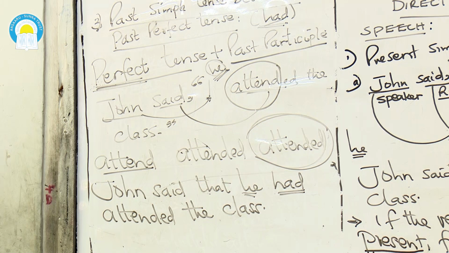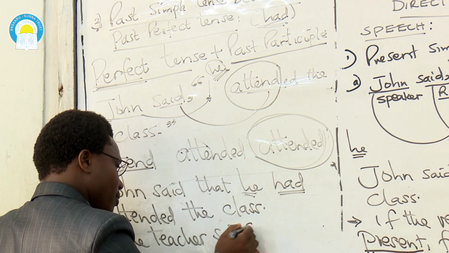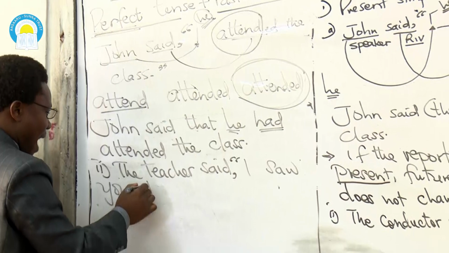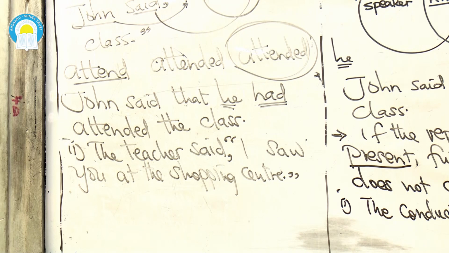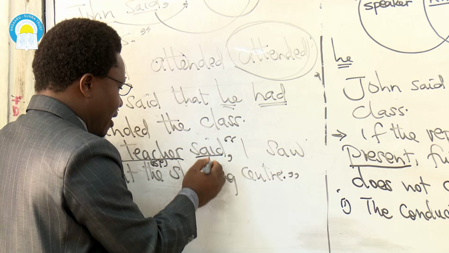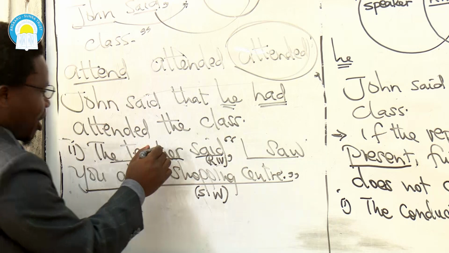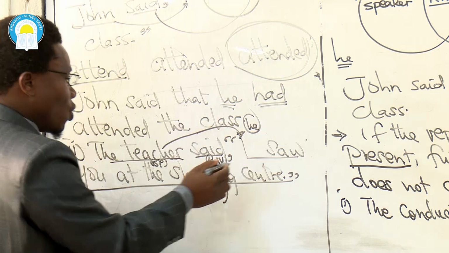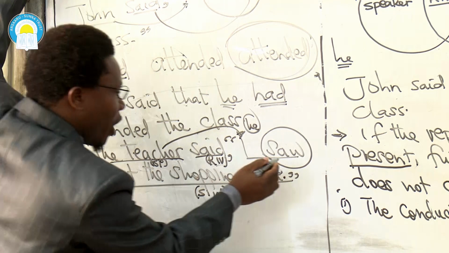What if we vary another sentence and say, the teacher said, "I saw you at the market center or at the shopping center." The teacher said, "I saw you at the shopping center." The teacher is the speaker, said is the reporting verb, and I saw you at the shopping center are the speech words. The teacher shall affect I to become he. Saw shall remind us of the rule past simple tense becomes past perfect. And therefore, we shall consider the root word of saw, which is see.